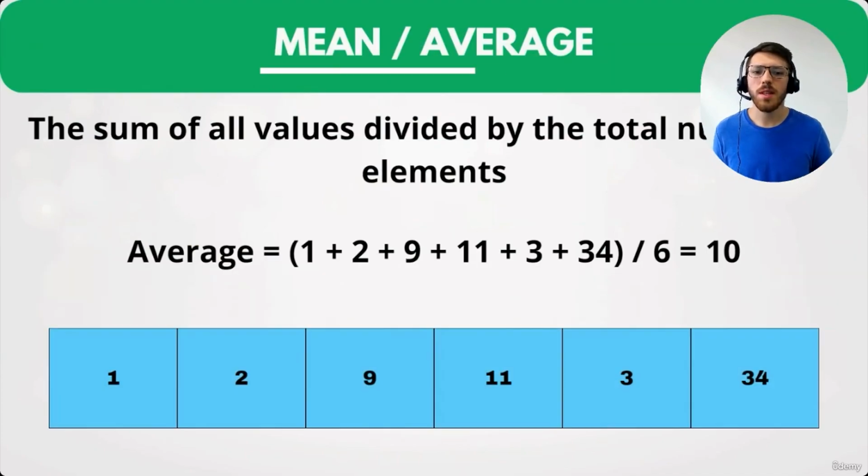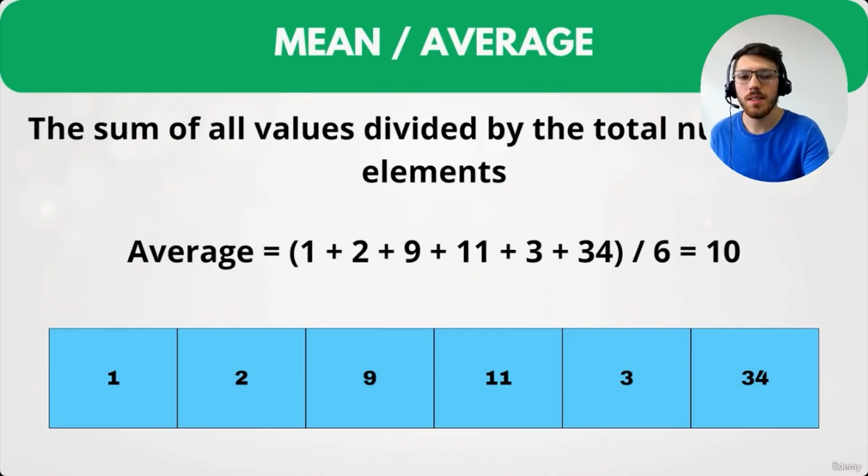The first is the mean or the average. This is the sum of all values divided by the total number of elements. Okay? So if I have these numbers here, as you see, 1, 2, 9, 11, 3, and 34. What I want is to take the mean of it. So the first step is, as it says here, the sum of all values. That is the first thing that I have to do, right? So here I made it 1 plus 2 plus 9 plus 11 plus 3 plus 34.